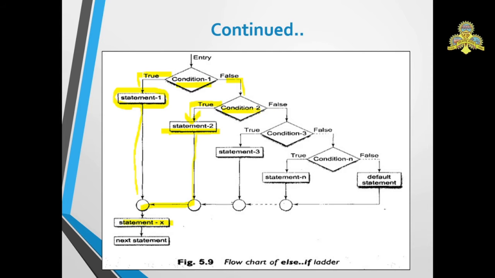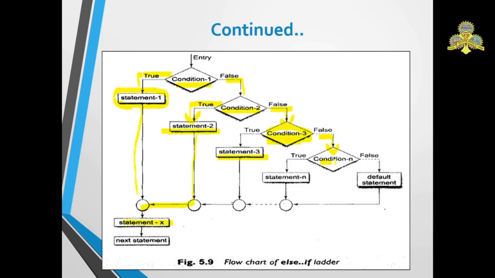Otherwise, if condition 2 becomes false, then one more else if statement is encountered. In this else if statement, we are checking the test expression of condition 3. If condition 3 becomes true, then its associated true part will be executed, that is, statement 3 is executed. Otherwise, if condition 3 becomes false, then one more else if statement is encountered. Here we are checking the test expression of condition n.